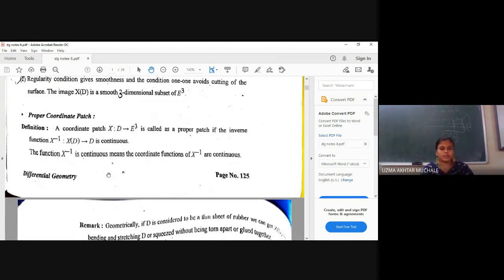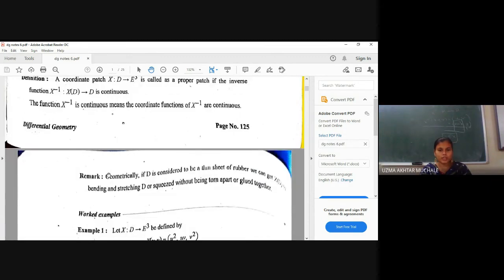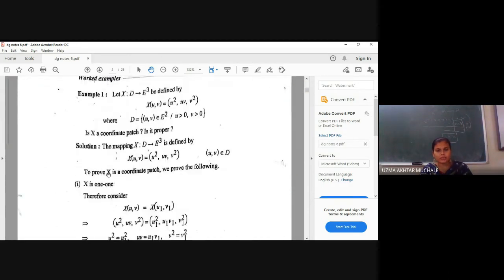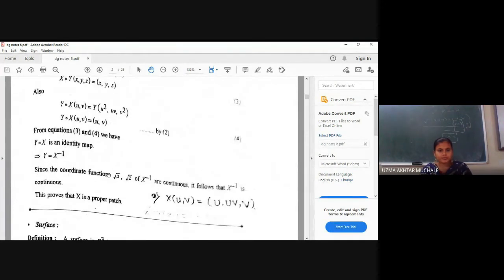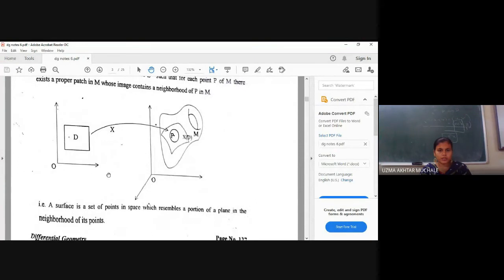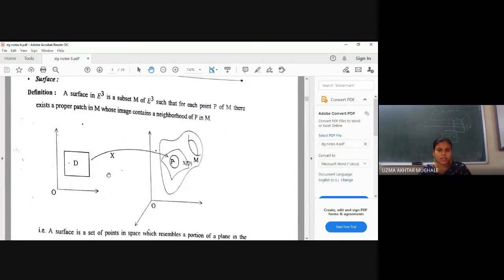Okay. So next we have seen proper patch. That means the inverse function should be continuous. The function will be continuous only if its coordinate functions are continuous. So we have seen the examples of this. After the examples, we have gone for the definition of a surface. What is the definition of a surface?